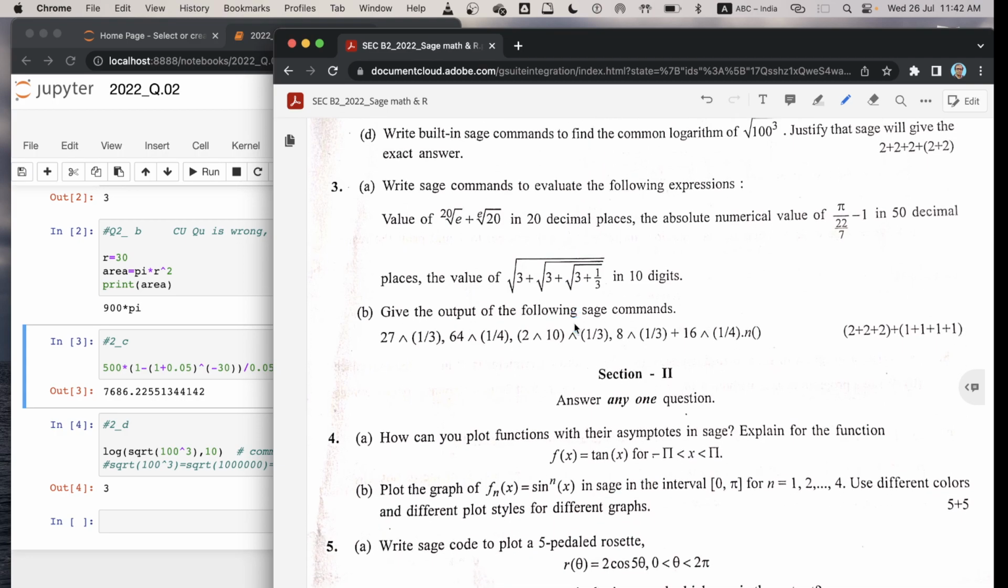Next, question 3a. Write Sage commands to evaluate the following expressions. First, the value of e to the power 20, e to the power 1 by 20, 20 to the power 1 by e in 20 decimal places. Second part, the absolute numerical value of pi minus 22 by 7 minus 1 in 50 decimal places. Third part, the value of square root of 3 plus square root of 3 plus square root of 3 plus 1 by 3 in 10 digits.